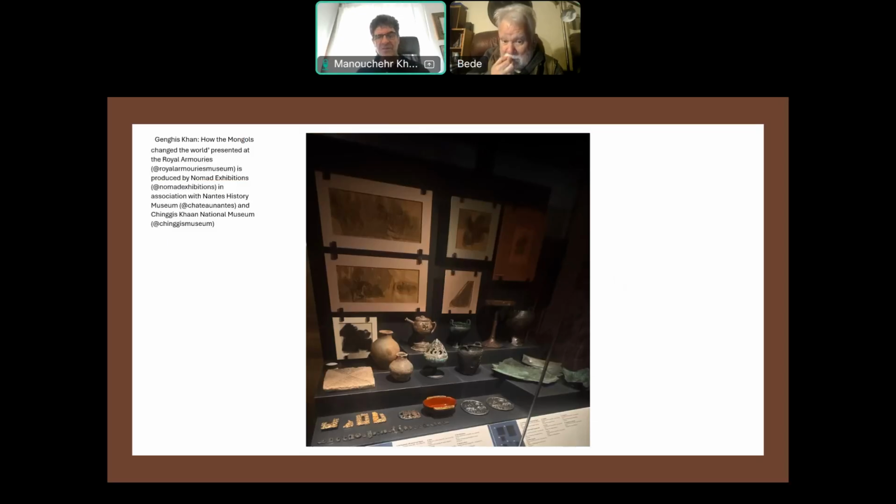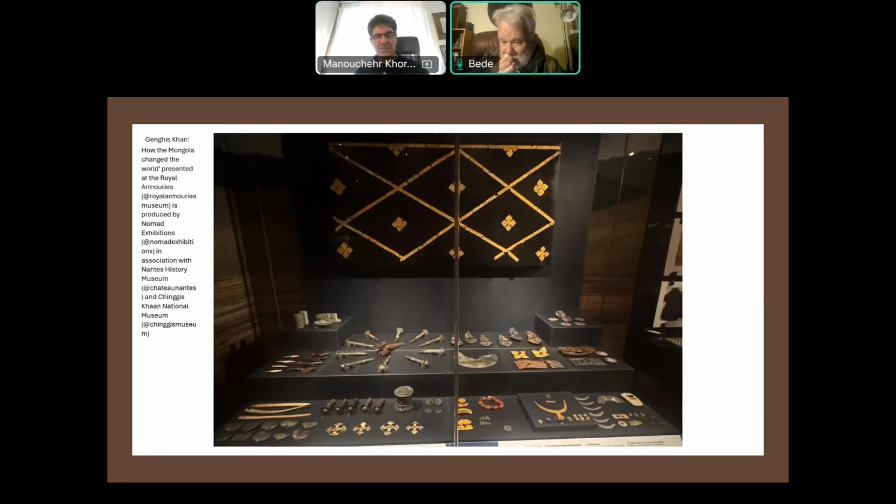Oh, so we talked about it already? Yes, we looked at these. Oh, this one. This is interesting. So the cross-shaped metal decorations down the bottom are almost certainly from horse harness.